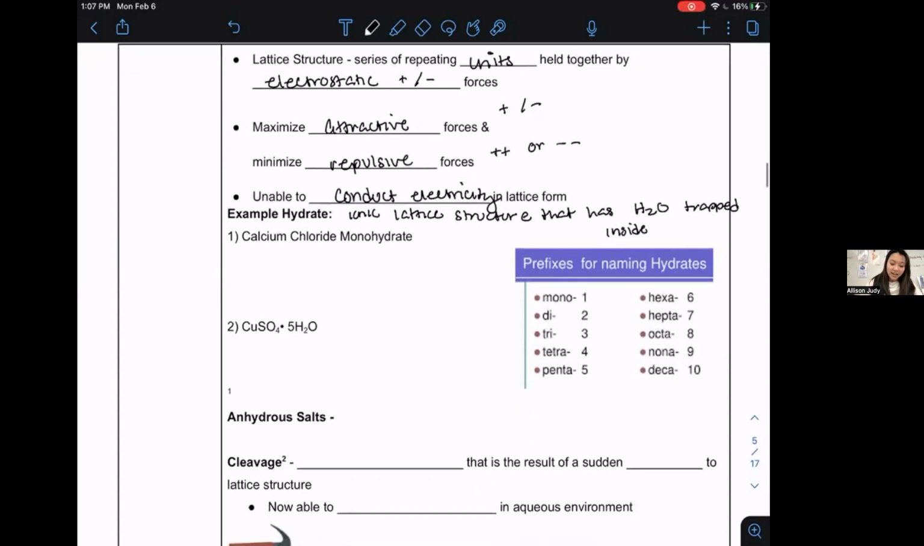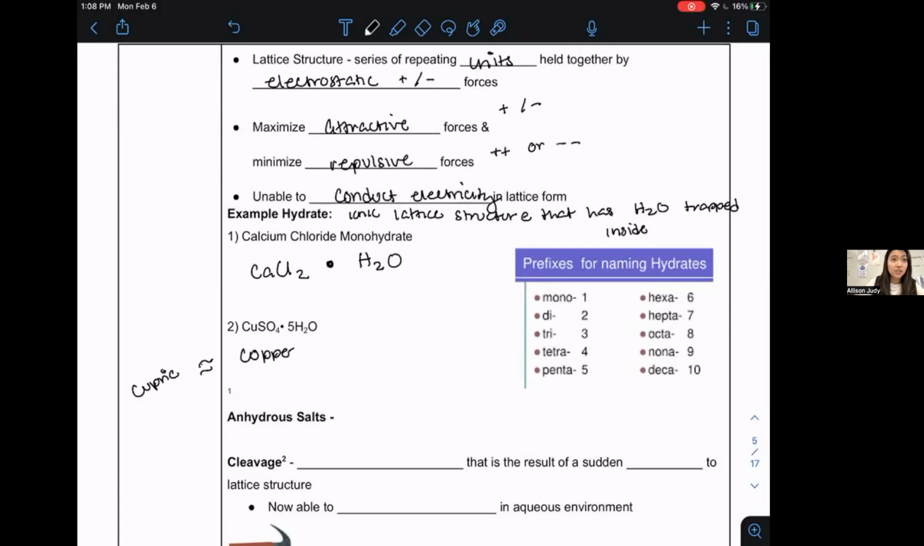So calcium chloride monohydrate would be written like this as a chemical formula. Big dot H2O. That big dot tells me that there is a dot of water trapped inside that lattice structure. That's how you can remember it. That big dot is that water molecule trapped inside. This one would be copper or cupric. Copper also likes to go by the term cupric. It's equivalent.